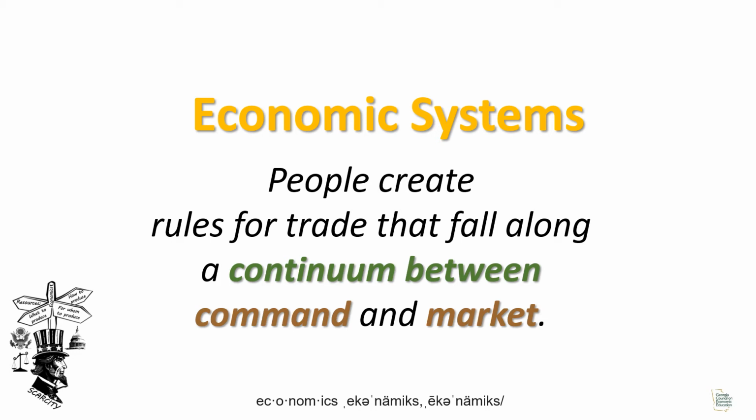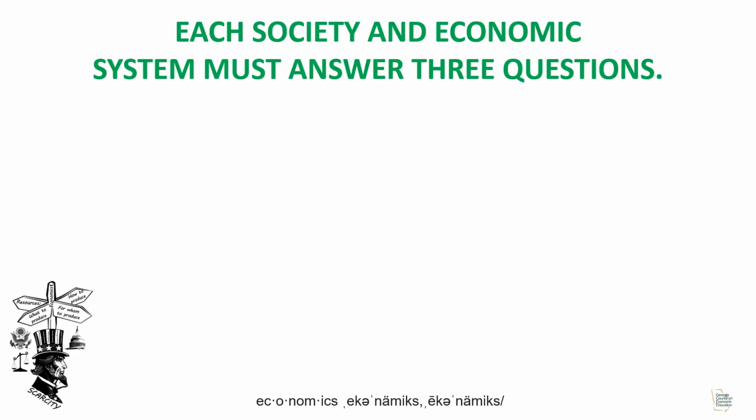But people create these rules for trade. In other words, how we exchange goods and services, how we produce things. They fall along a continuum, one side or another, between a command economy, which is controlled by a government, and the market, which is controlled solely by producers and consumers. So economic systems fall somewhere along that bracket.